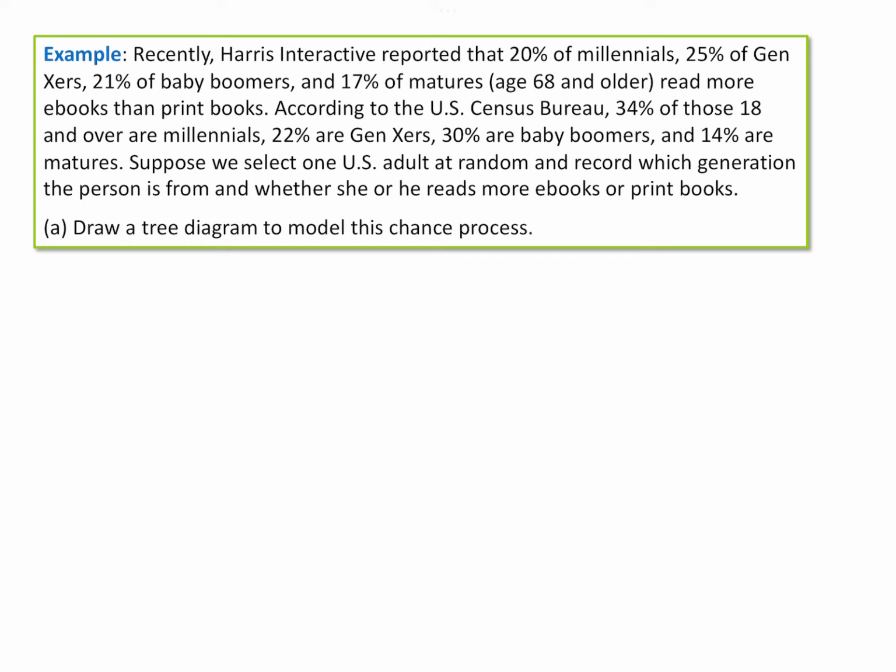So when we're drawing our tree diagram, you're just going to start and you're going to have, let's just say we're randomly going to have our one U.S. adult, right? And from that U.S. adult, there are 4 options. There's a millennial, a Gen Xer, baby boomer, or mature. So from that, we are going to need 4 of our lines going from each of these, for each one of these things.